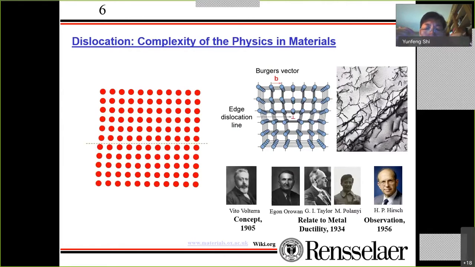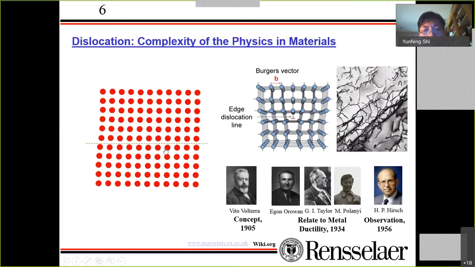The person who conceived the concept of dislocation is Volterra back in 1905. And then three persons, almost simultaneously, Orowan, Taylor, and Polanyi, conceived that maybe dislocation is responsible for metals' plasticity. They published three papers in 1934, almost simultaneously. And then for the next 20 years, nobody really saw or had any physical evidence of dislocation, but people used dislocation theory all the time, until 1956, when P. Hirsch observed dislocation for the first time using transmission electron microscopy, TEM, which is right over here.